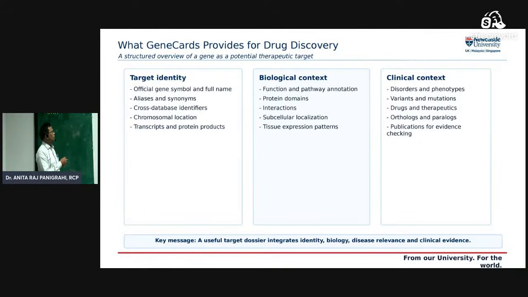Then a structured overview of a gene as a potential therapeutic target. This is what we do: official gene symbol, cross-database identifiers. Later on, I think you received some of the workshop material yesterday. All the information is there in the workshop material. Again, I'm telling you that it's only to help you understand.